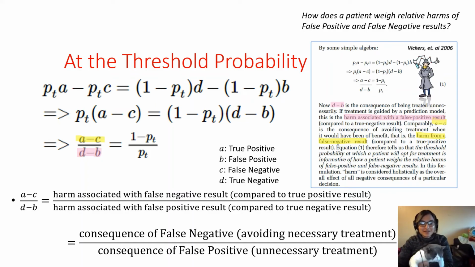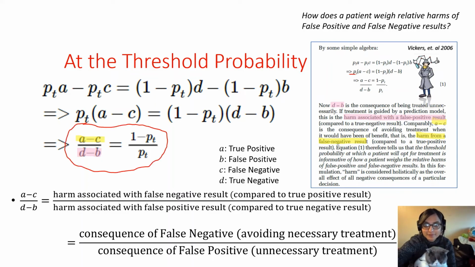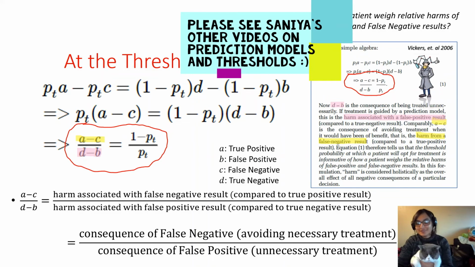So I want to talk again about this formula, but from Dr. Vickers' 2006 paper, the original paper that taught us about decision curve analysis. As we discussed, A is true positive, B is false positive, C is a false negative, and D is a true negative. So this is equation 1, which I've replicated here from the paper, derived from the tree that we just saw.